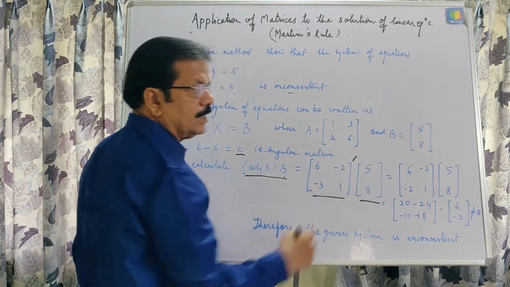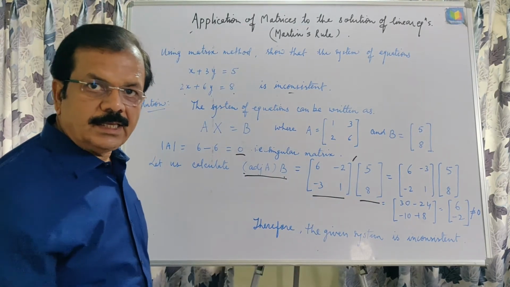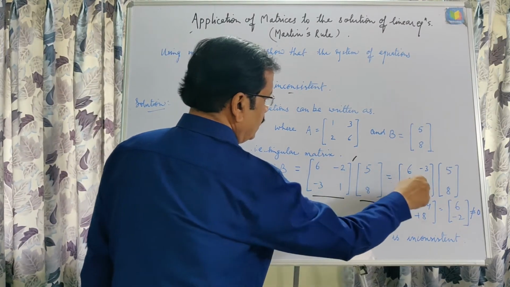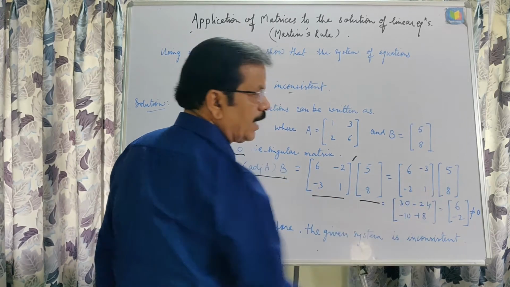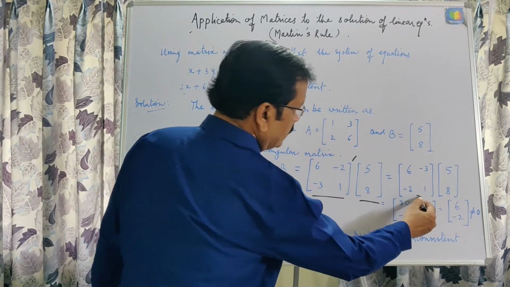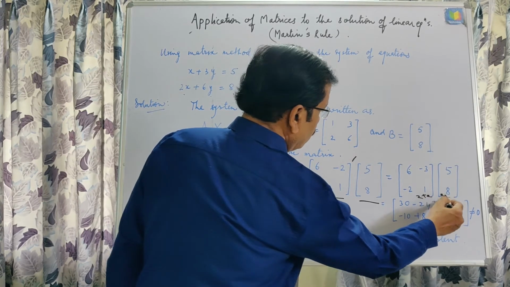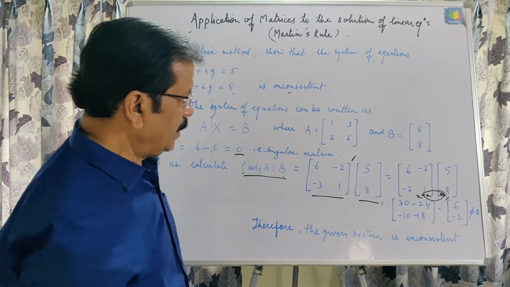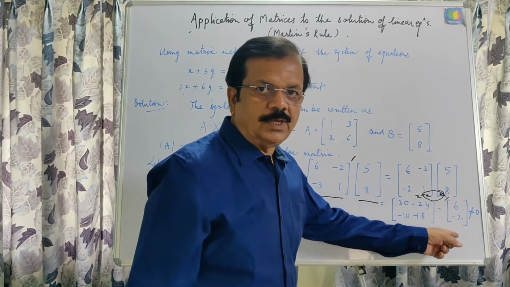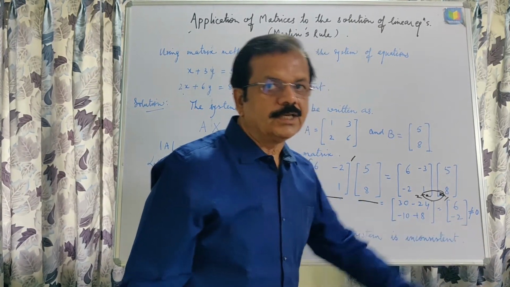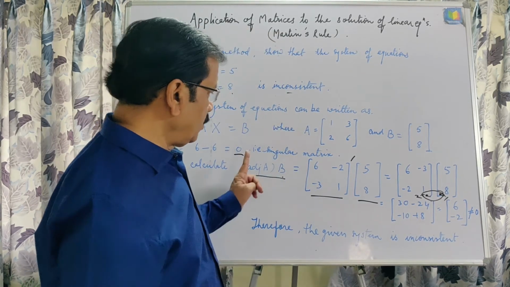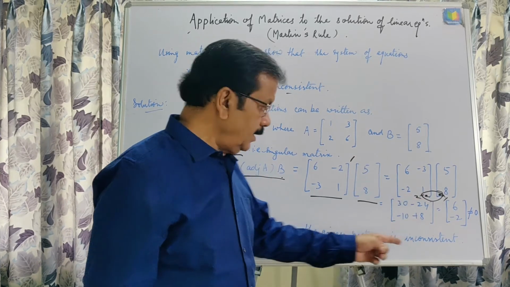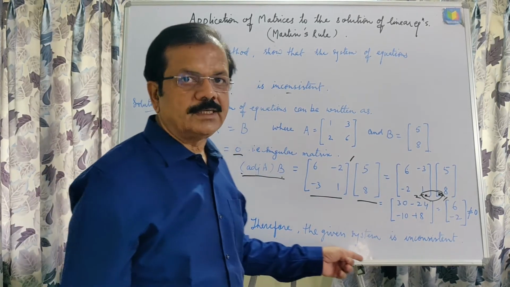Transpose of this means rows and columns will be interchanged. After interchanging, this becomes 6, minus 2 and minus 3, 1. Then we can multiply very easily because this is a 2 cross 2 matrix and this is 2 cross 1, so the result is 2 cross 1. After multiplication we get 6 and minus 2 in a column, which is not equal to 0. If adjoint of A into B is not 0, then the system is inconsistent.